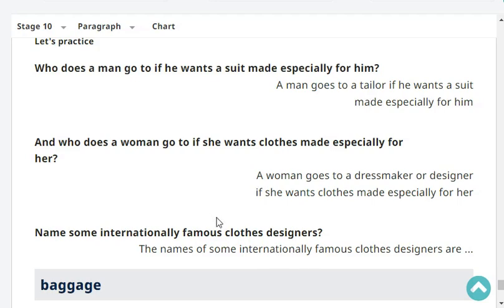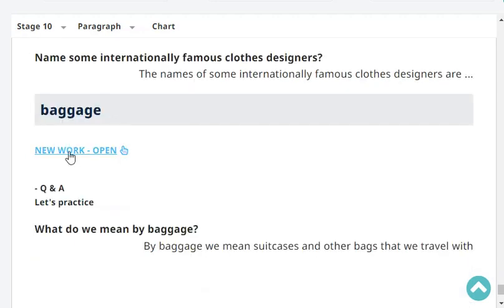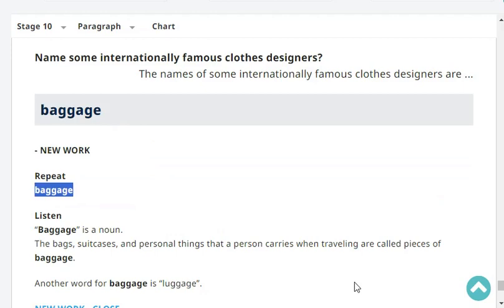Okay, very good. So that's the end of our revision. Let's have a new word. Okay, very good. Repeat: baggage. Baggage. Very good.